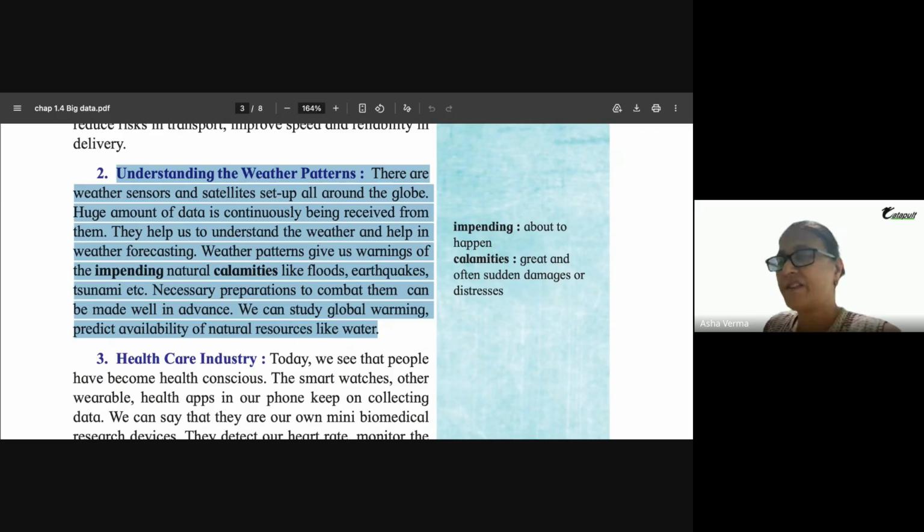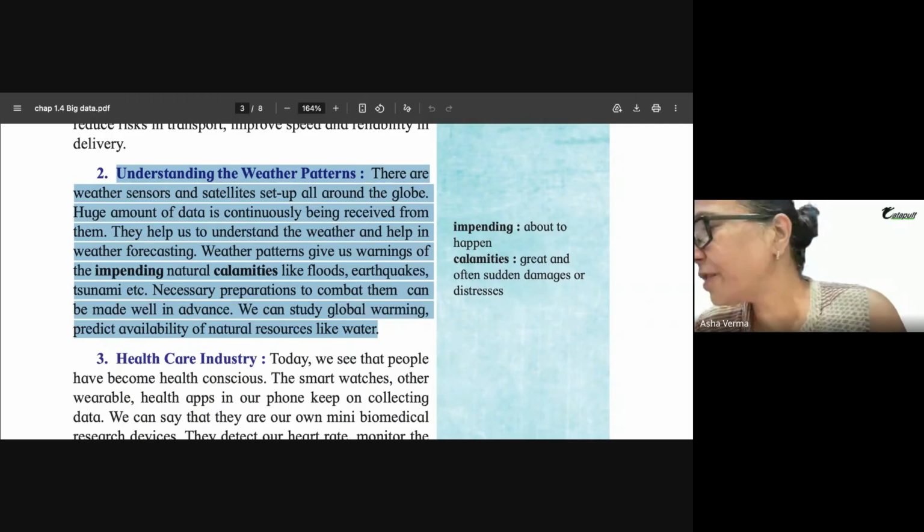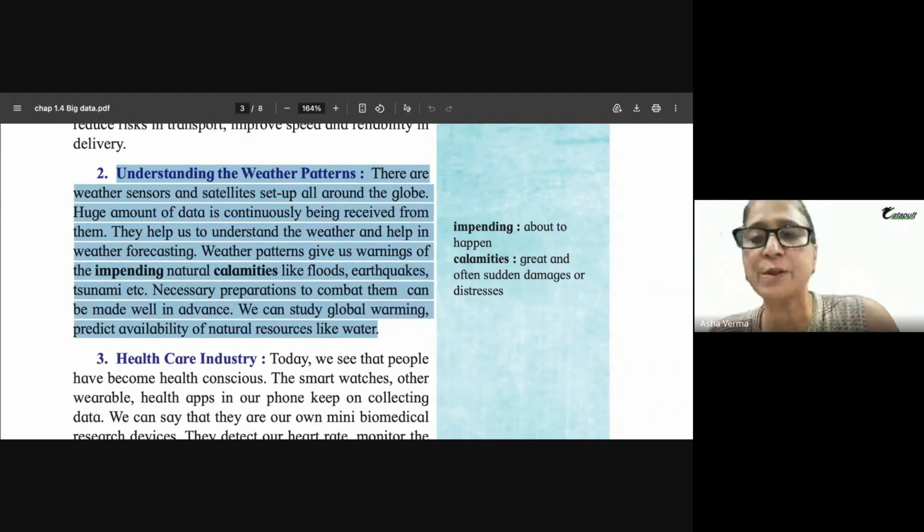So it just happened in North India. What happened was there was an expected storm. So the government sent a warning on everyone's mobile phone that a storm is expected, and so people can take precautions, right?